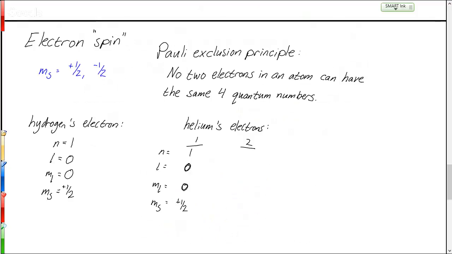MS. Why would we change MS and not the other ones? They do stay the same, but why? Why couldn't we just say that the second one goes in the n equals 2 instead of the n equals 1?